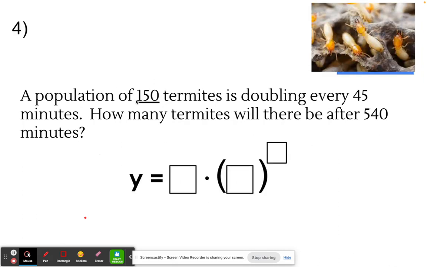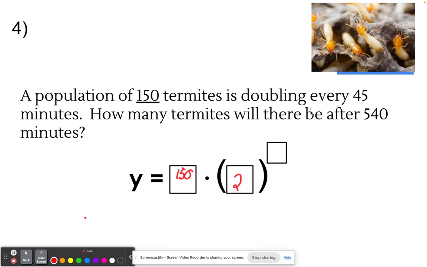Okay, here I have termites again. I like to talk about these termites. Gross. It says there's 150 of them. And it says they also double, so that's times 2, every 45 minutes. How many will there be after 540 minutes?